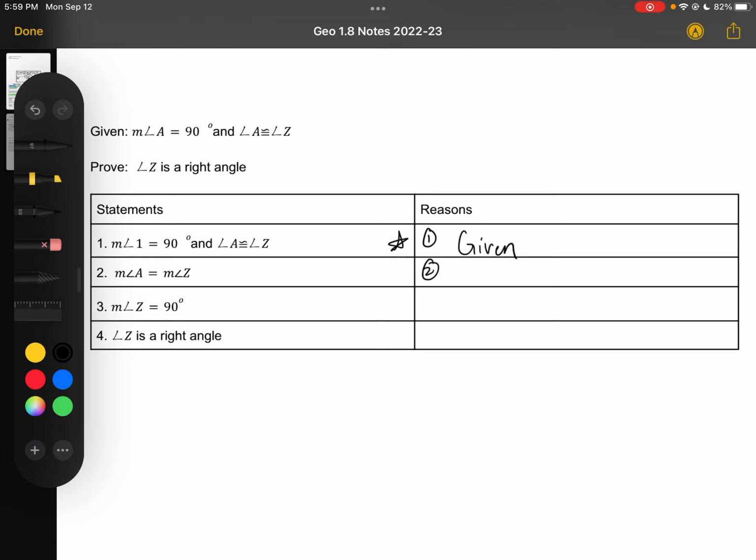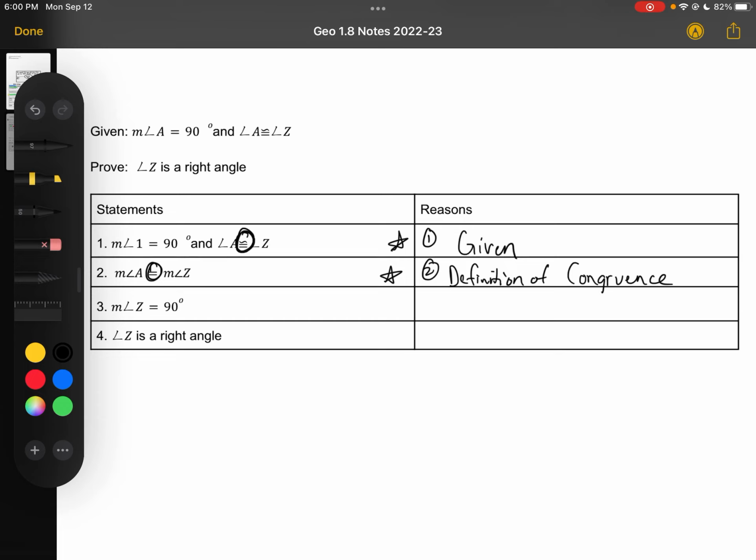Next, I'm going to have you answer what is the reason that we can say A is equal to Z. So this one is the definition of congruence. And the reason why we know this is because we've just changed from a congruent sign up here to just an equal sign down here. And we have the same thing on either side. So we went from just angles to the measure of those angles.